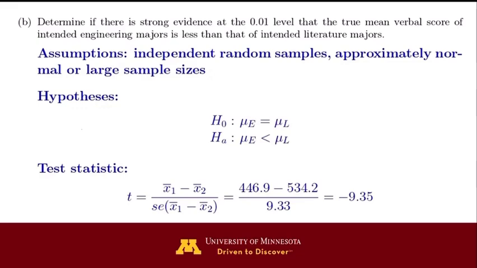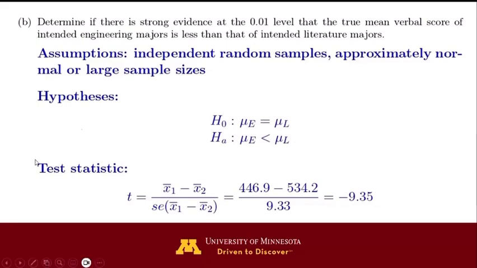Okay, so if you take a look at the statement here, it says determine if there's strong evidence at the 0.01 level that the true mean verbal score of intended engineering majors is less. You need to pay attention to the less than, and that's why in the alternative we're going to have a less than. Take a look at that. The null hypothesis is always going to have an equality sign. I just wanted to take note of that.